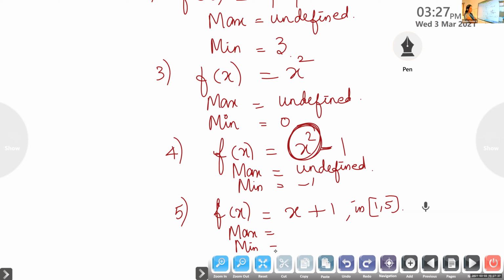Anila, tell me what is the maximum value you will get and what is the minimum value. Tomlin, can you try? What is the maximum value and what is the minimum value, Tomlin? Ma'am, 6 maximum. Very good. Maximum is 6 because x can take the maximum value 5, and 5 plus 1 is 6. And what is the minimum value? 2.